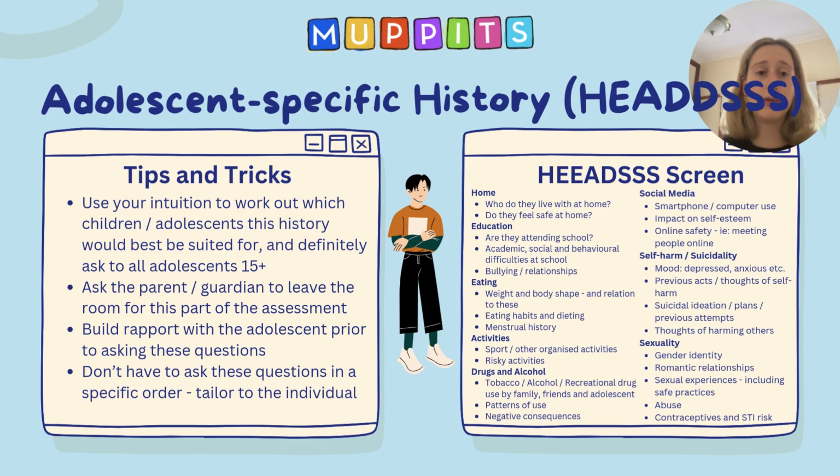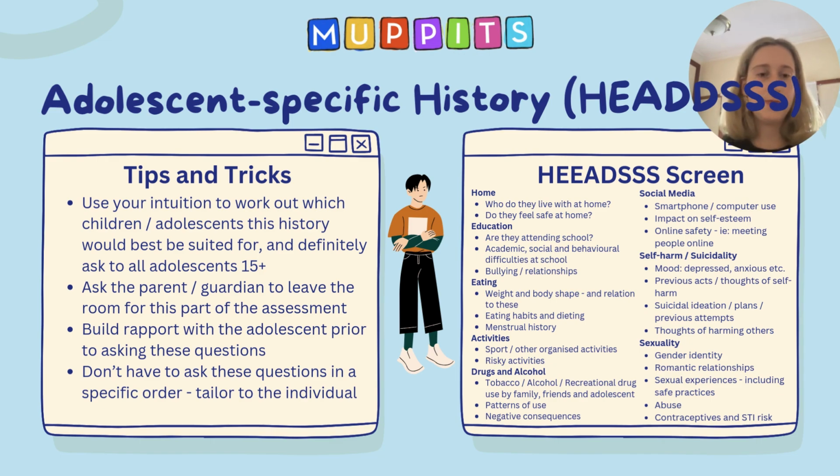Eating, so asking about the patients, how they relate to their weight and body shape. Asking more specifically about eating habits and dieting, particularly in a young person who you suspect might have an eating disorder. And menstrual history in people with a uterus as well can be super useful in determining or confirming your suspicions of an eating disorder.